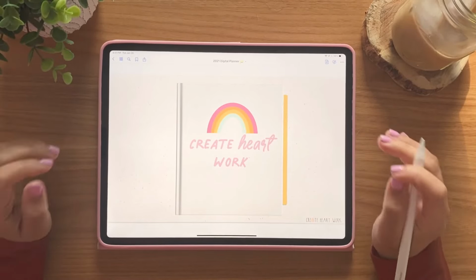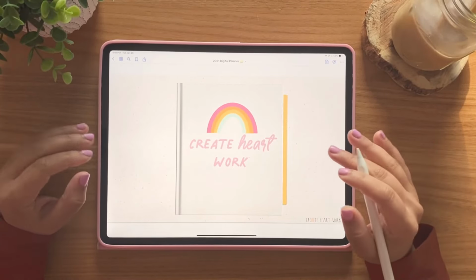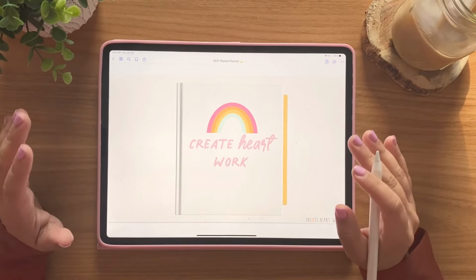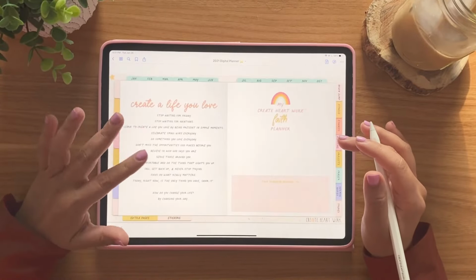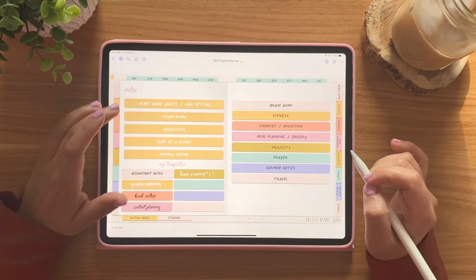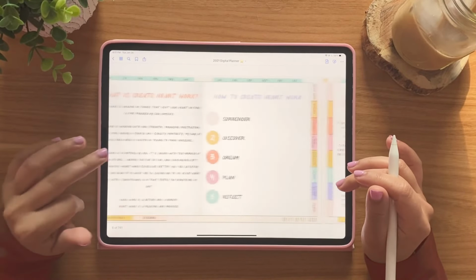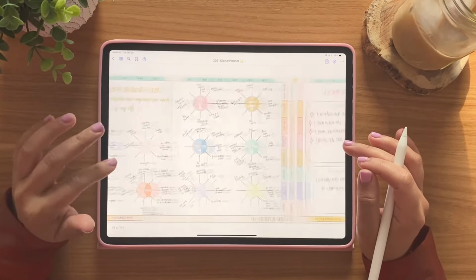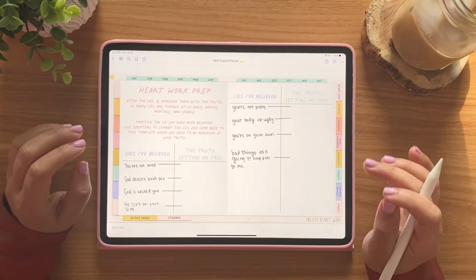Hi everybody, in this tutorial I'm going to be sharing with you how I set up the rest of my Create Heartwork planner and how I'm using almost every single page. So when you open it and we go to our index, we already talked about in the previous video how to create heartwork. So I'm going to go to the next page that is available, and it is this page right here.